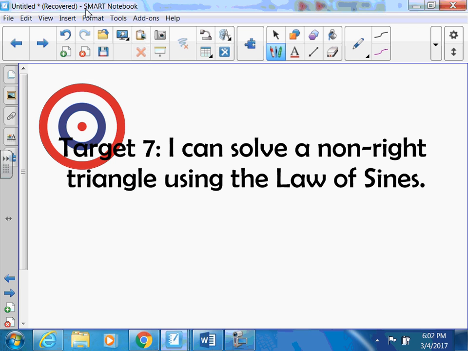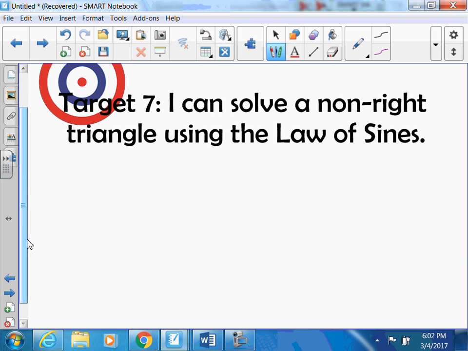Okay, so target 7, unit 9, we're going to solve right triangles using the law of sines. Right now, I just want to discuss once more when we had right triangles and we used trig to solve. Let's say we have this right triangle, 90-degree angle here, that we have 10 here, and let's say this down here is 35 degrees. Up to this point, how have we solved for the triangle?